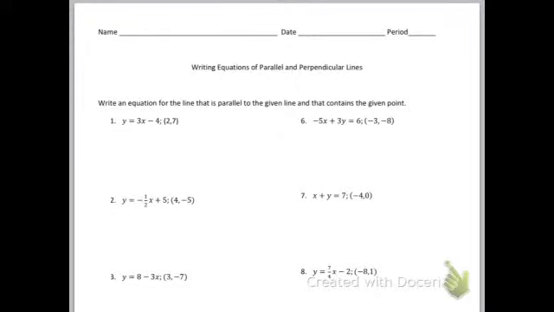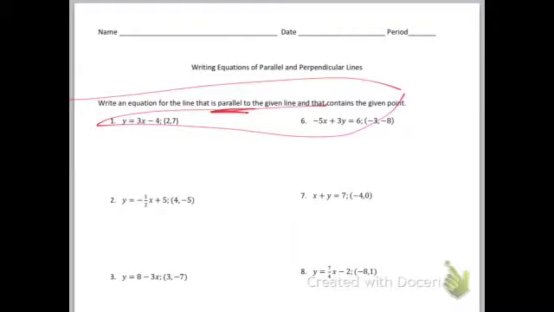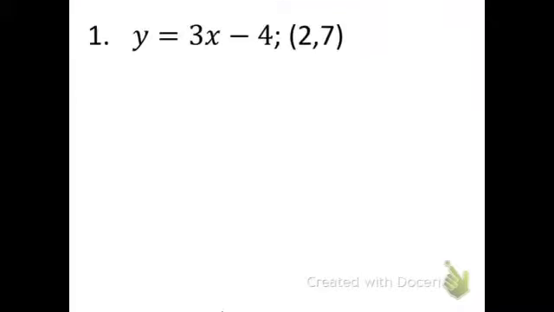Alright, time for the solutions for the writing equations for parallel and perpendicular lines. On the front side, you're trying to get the lines that are parallel. On each one of these, whatever slope is in the original line, we're going to use that one in our new equation.